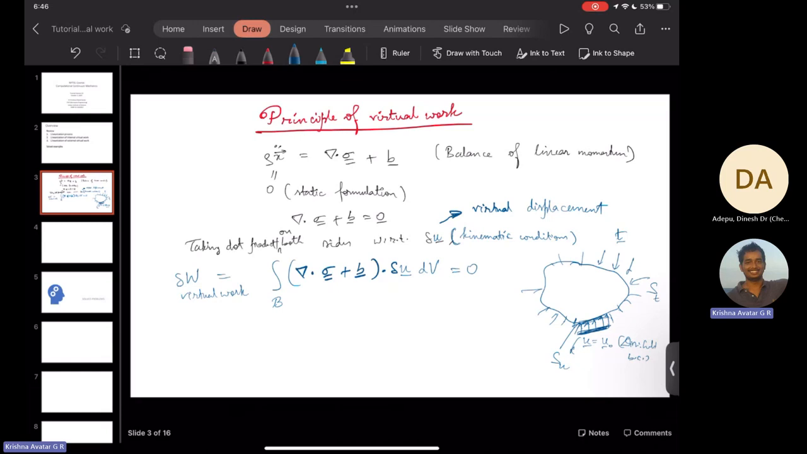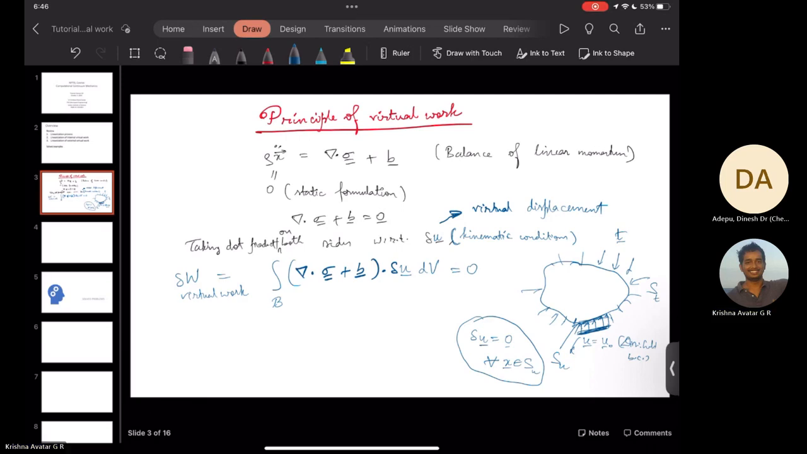Now what we see is when we take delta U, delta U has certain things to satisfy. The first thing is that delta U has to be 0 for all X an element of SU. So this is the requirement on delta U. The delta U cannot be chosen arbitrarily. It has to satisfy some condition. So this is the condition.